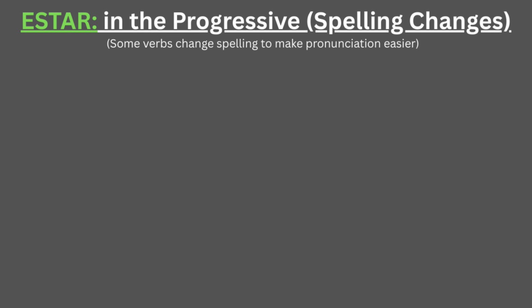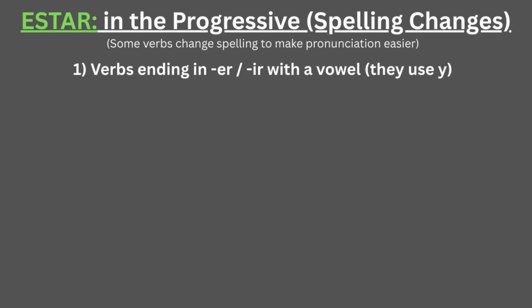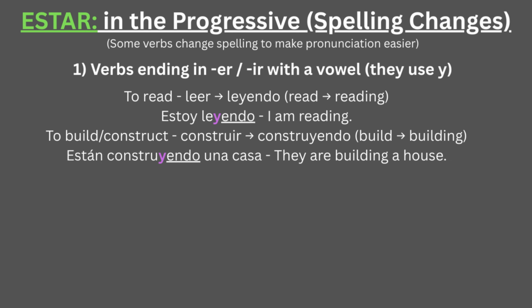Still, we have to consider some spelling changes in the progressive, because some verbs change their spelling to make pronunciation simple. One: verbs ending in er and ir with a vowel will use y in the gerund itself. This is done to not repeat the same sound twice. Two verbs are leer and construir, with their gerunds leyendo and construyendo. Estoy leyendo. Están construyendo una casa.